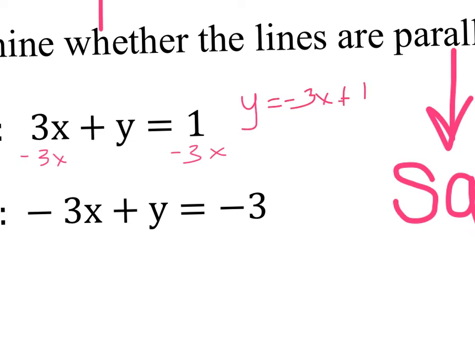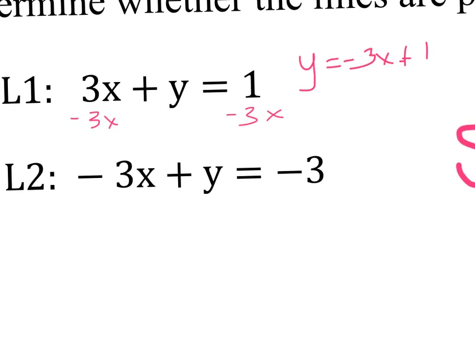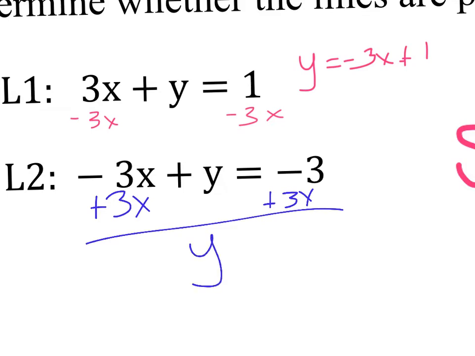Show me your work. Make sure I see all of your thought process. So what happens here? The bottom one. Oh, you add. Okay, I'm going to add 3x to both sides. So I have y equals +3x minus 3.